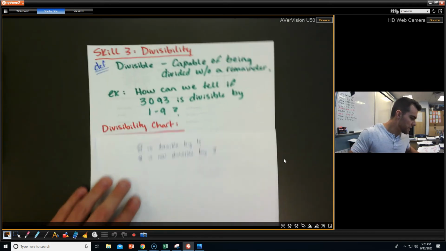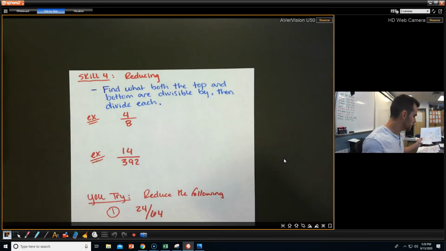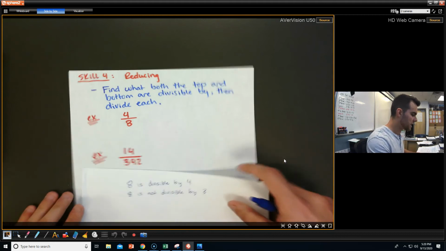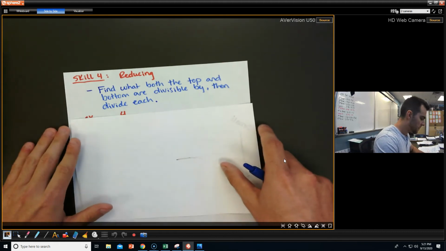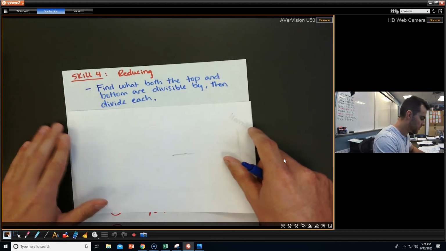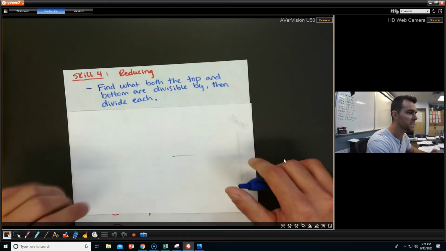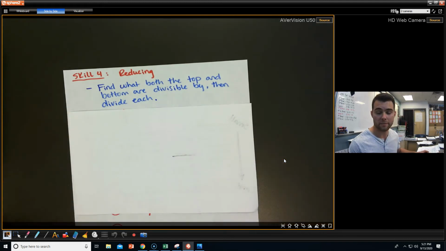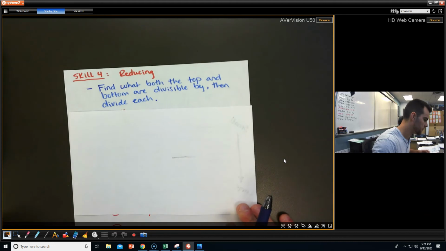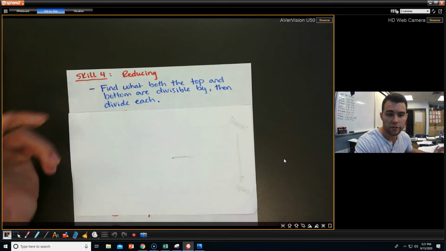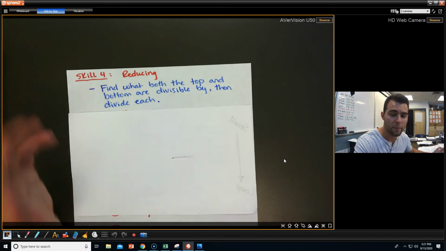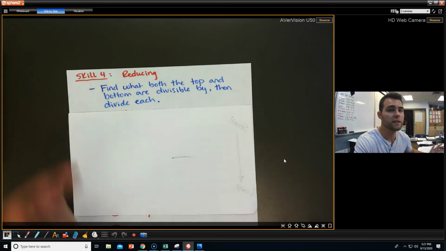Right? And so I didn't want to take up so much time going over all the divisibility rules and everything, because really what I want us to get good at is just reducing, right? Reducing is the key, and divisibility is the key to unlocking the secrets of reducing, is what I'm trying to say, okay? So when you're reducing fractions, guys, this is our fourth skill, just find what both the top and the bottom are divisible by, and then divide them, okay?